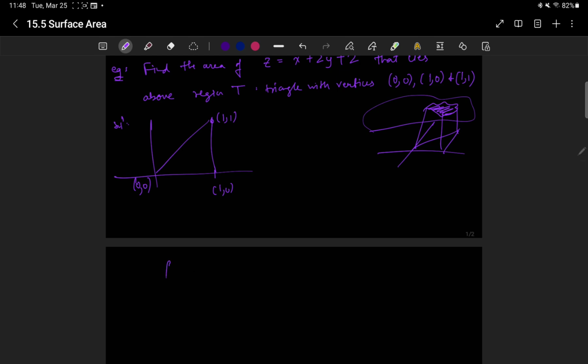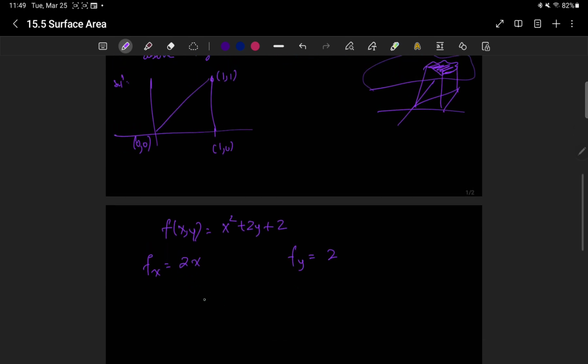So here our surface is pretty straightforward. It's x squared plus 2y plus 2, which means its partials are pretty straightforward, 2x and 2. So the area is going to be the double integral over the triangular region T of the square root of (2x) squared plus 2 squared plus 1, dA.